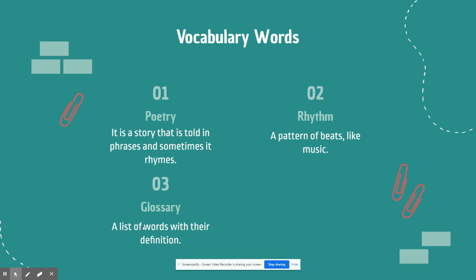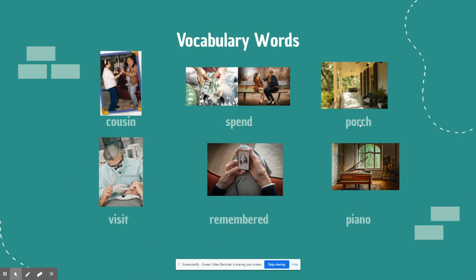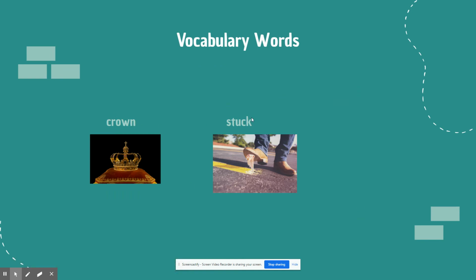And then a glossary is a list of words with their definition. Now, the assessment for today, we're going to be finding the definition of the words in the glossary. Now, the words are on the next slide. And here are the words: cousin, spend, porch, visit, remembered, piano, crown, and stuck. So, you guys are going to find the definition for these vocabulary words, and you're going to find them in your glossary. Now, your glossary is in your textbook, and it's at the end of your textbook. I'm going to show you in class, but that's what we're going to be doing.